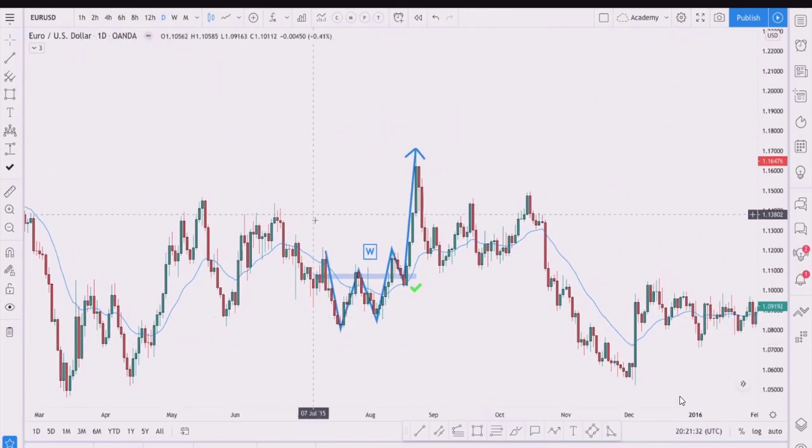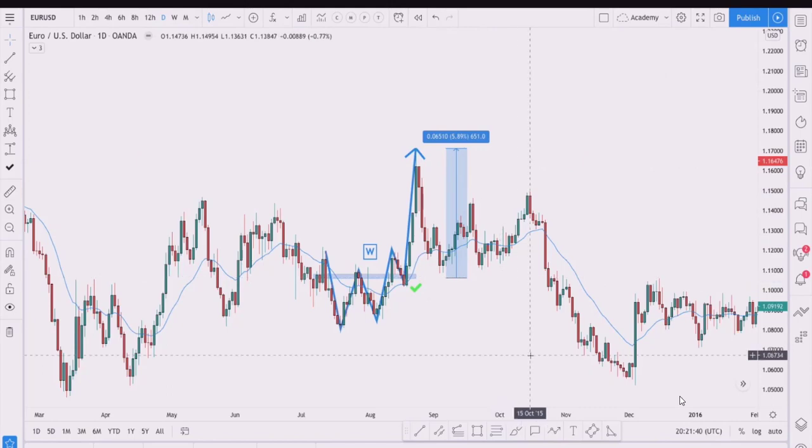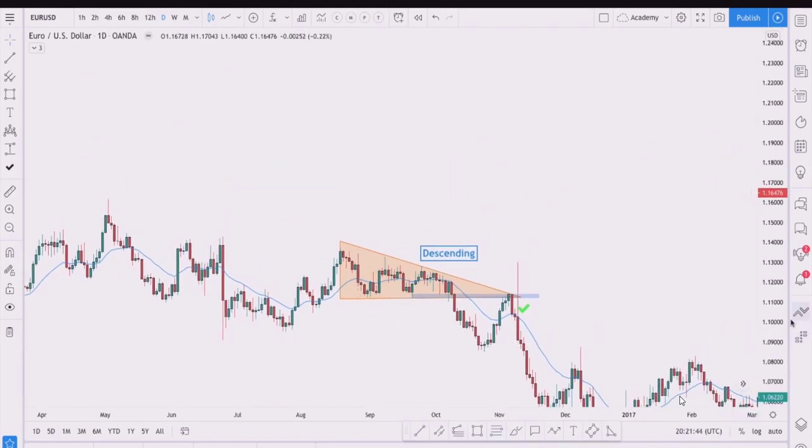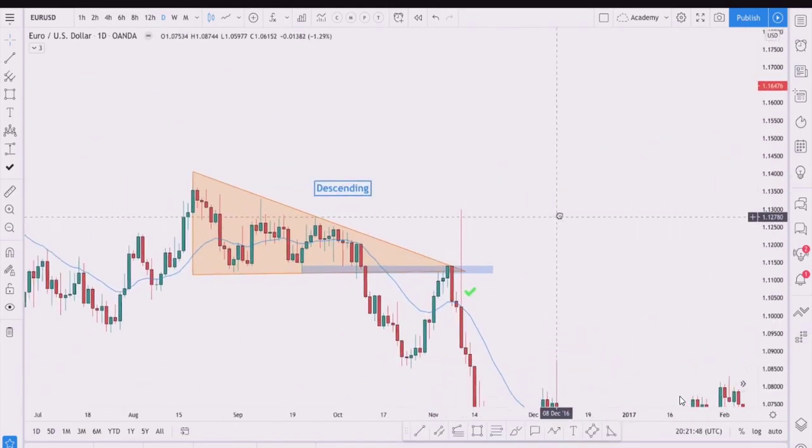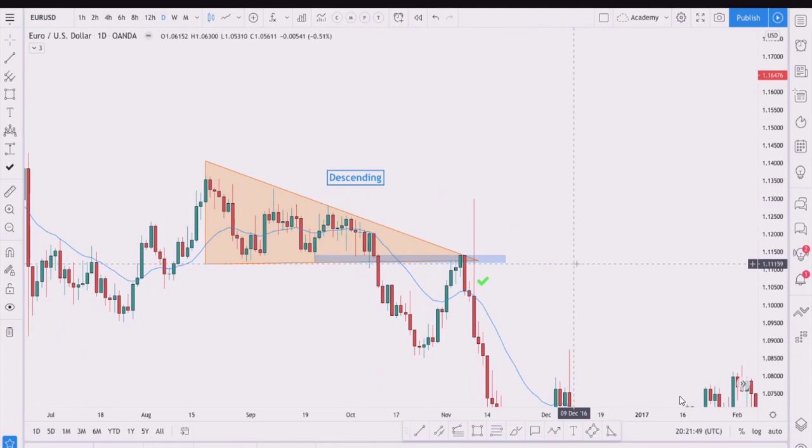Here again we can see a perfect W. So the market creates a double bottom, retests the structure over the EMA, and a very nice profit. Here we have an example of a perfect descending triangle. The market is losing momentum over a structure, it breaks and then goes for the retest and back down.